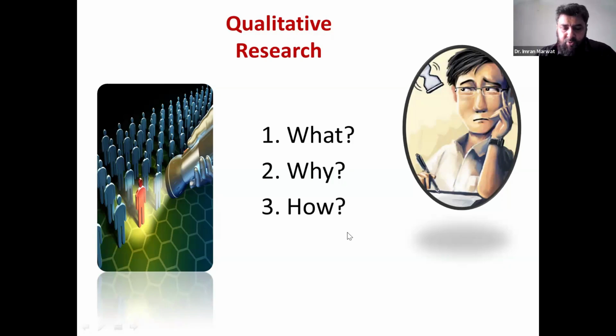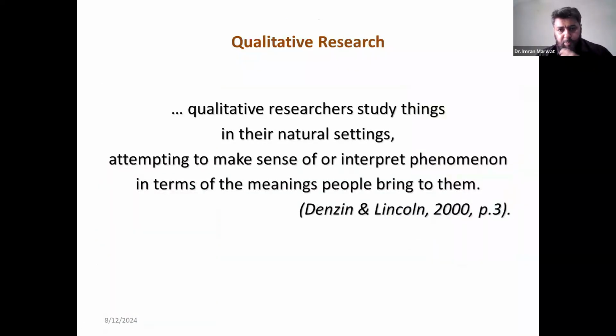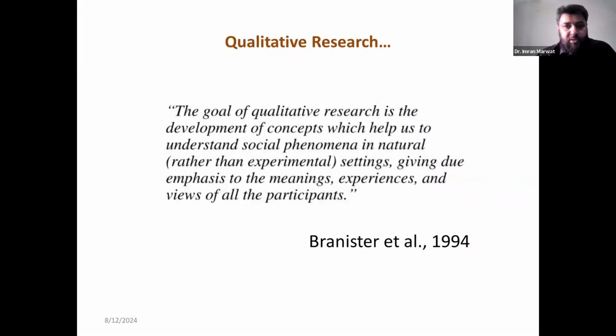So these are the three questions. If you are focusing on qualitative research, these are the three areas you have to explore. Now, qualitative researchers study things in their natural settings, attempting to make sense of or interpret phenomena in terms of the meanings people bring to them. In other terms, the goal of qualitative research is the development of concepts which help us to understand social phenomena in natural settings.